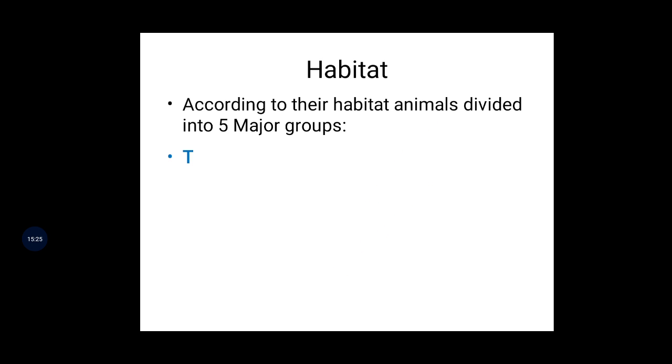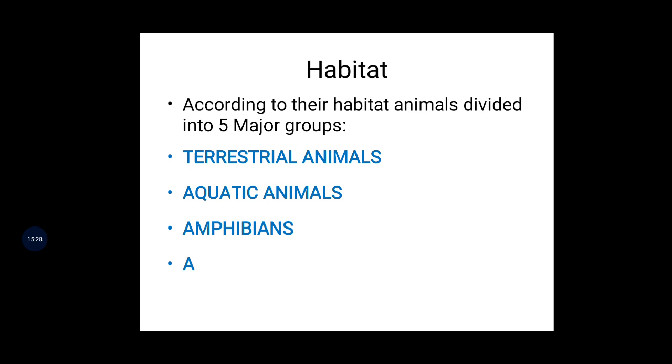So here we have 5 major groups. What are the habitat animals? Terrestrial animals, aquatic animals, amphibians, arboreal animals, aerial animals. How many kinds of animals are there? First one is the terrestrial animals, next one is the aquatic animals, next one is the amphibians, next one is the arboreal animals, and next one is the aerial animals. Actually these are the different types of animals present.